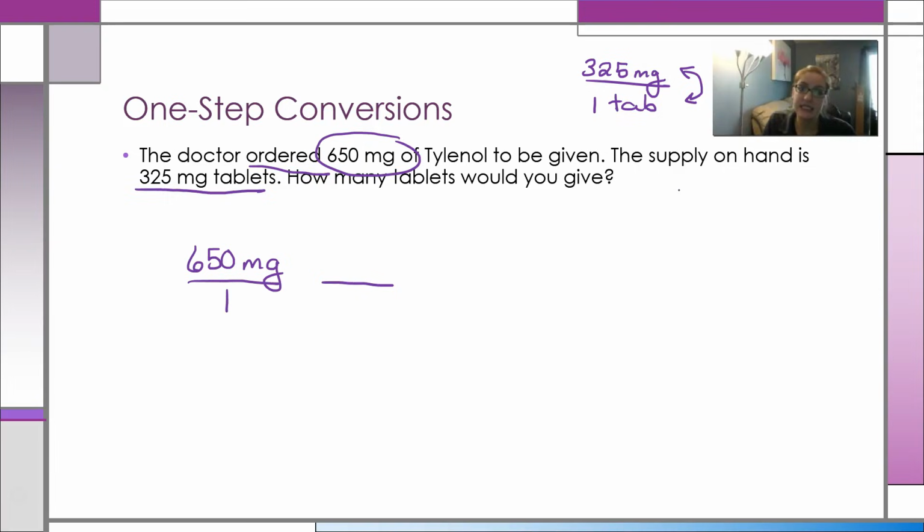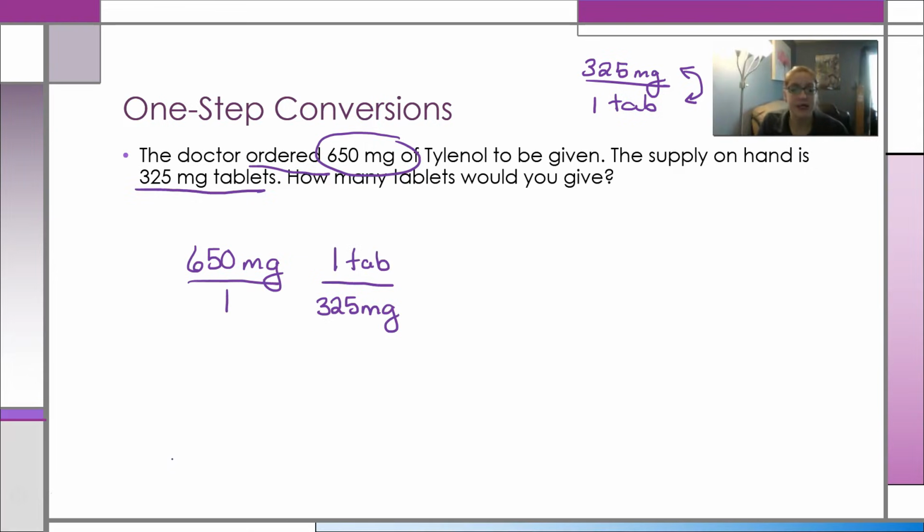So how do we decide which goes on bottom and which goes on top? Well, the idea is that the units need to cancel. So they need to occur diagonally. Okay, diagonally. Since the milligrams is on the top, that means the milligrams in our conversion unit need to go on the bottom. So let's go ahead and write that on the bottom. And then we'll put the 1 tab on top.